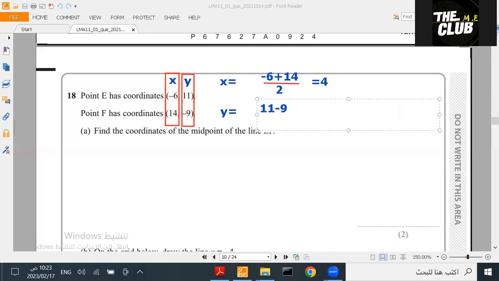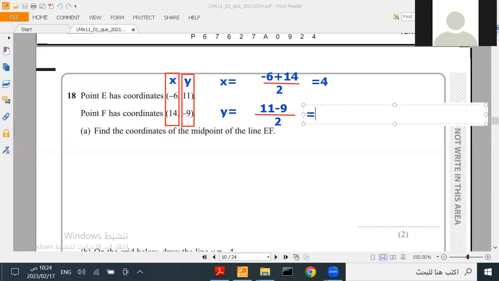It's gonna be 1. Like it's 11 plus minus 9. Yeah, sorry, same idea. 11 plus minus 9 is gonna be 11 minus 9. You can do it in the calculator. Same idea, 11 minus 9 is 2. And then 2 divided by 2 is gonna be 1.